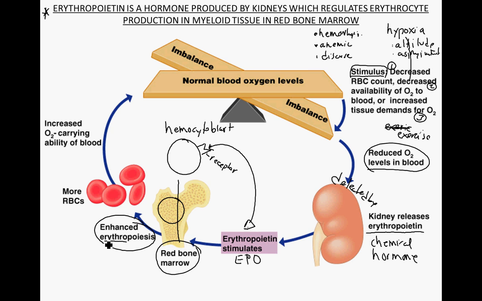So this then, right, and we'll have several arrows here. So this hemocytoblast will then give rise to these red blood cells. Right? Then you have more red blood cells, increased O2 carrying capability of the blood. Right? So this is the erythropoietin.